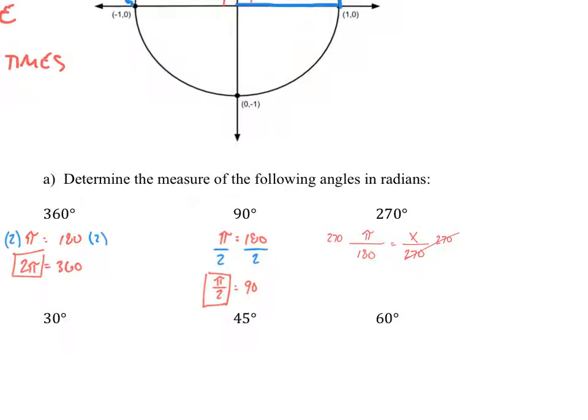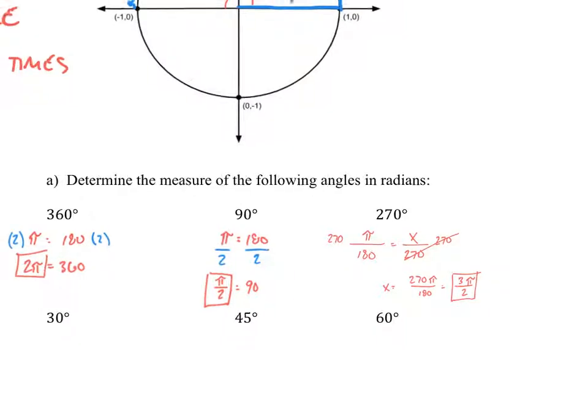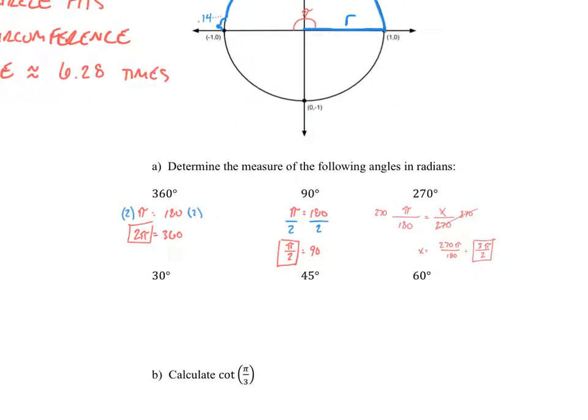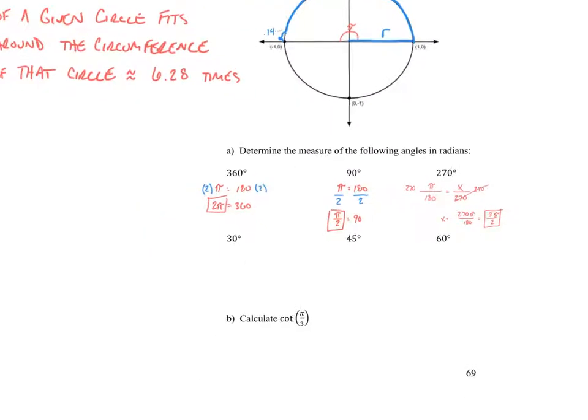And now I have that x equals 270 pi over 180. And I have to work on how to reduce that. And what I'm going to find is that 270 over 180 is the same as 3 halves, which is to say that 270 degrees is the same as 3 pi over 2. So we're just taking each degree measure, turning it into radians. And we've got a couple different ways to do it. So you could do it either way you want to do it.